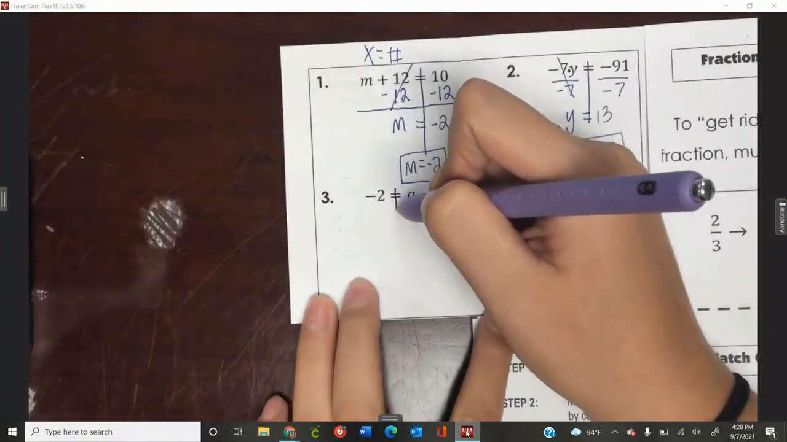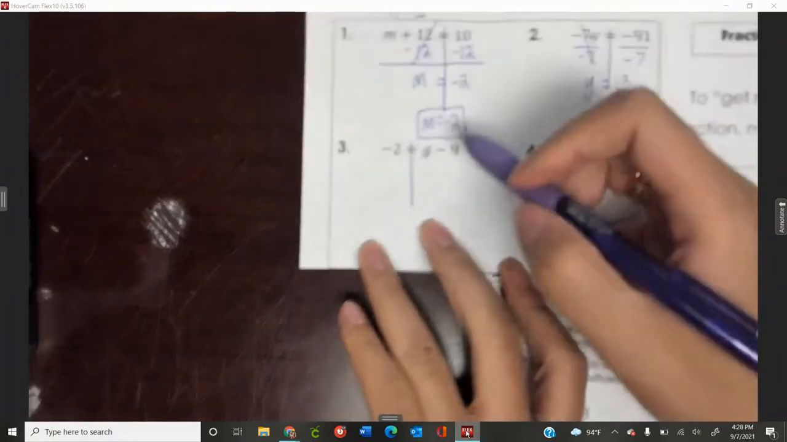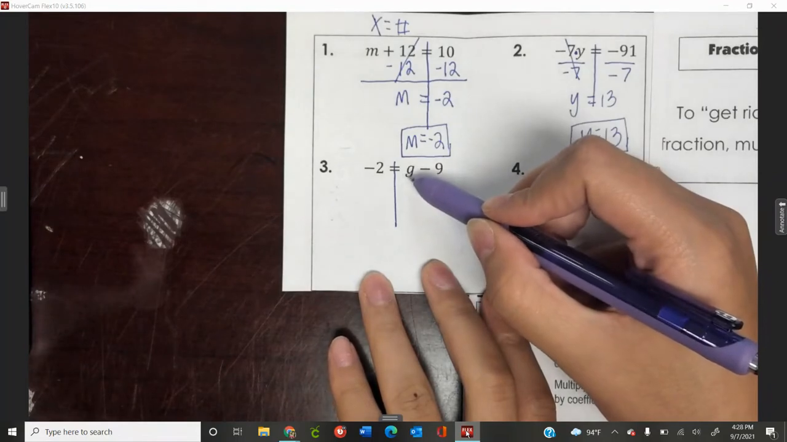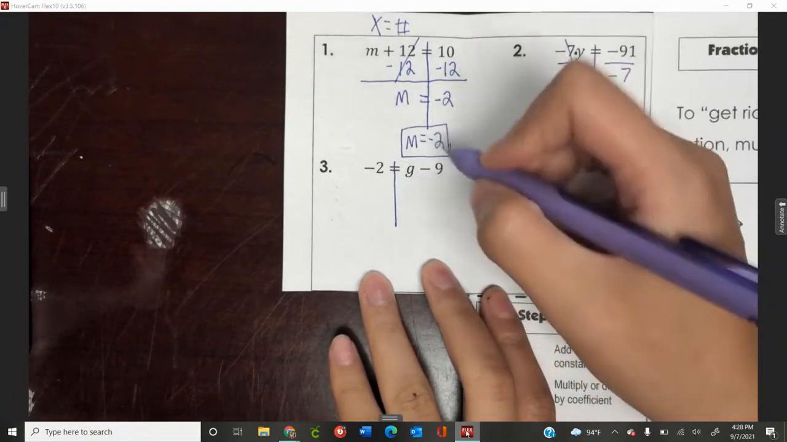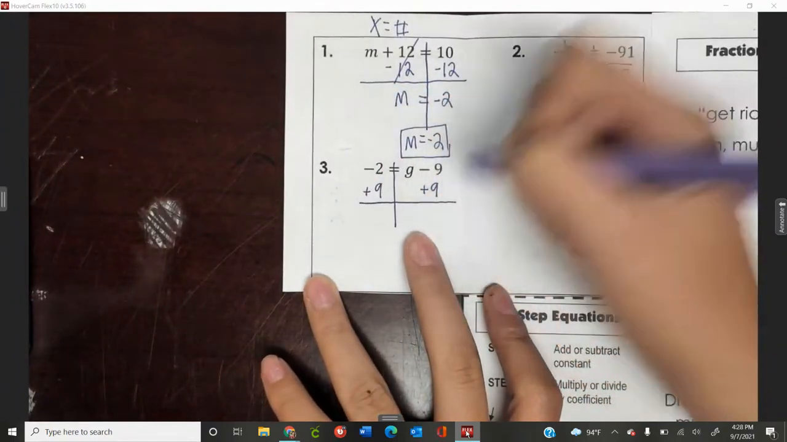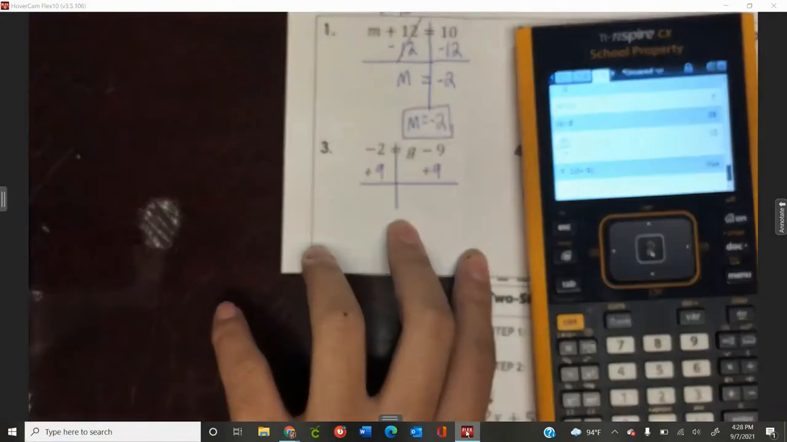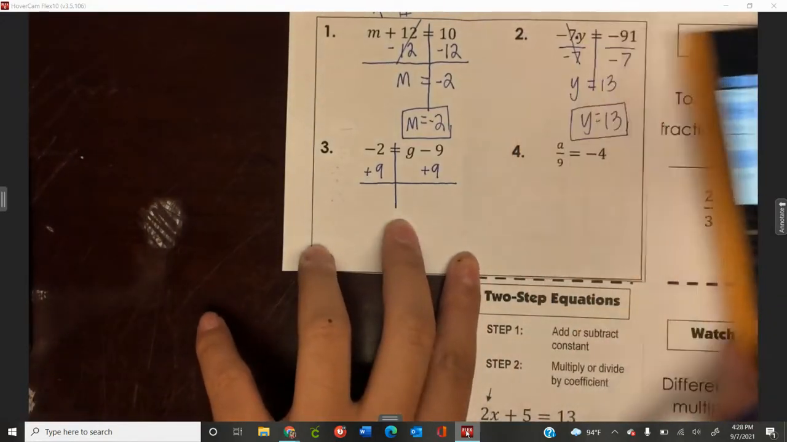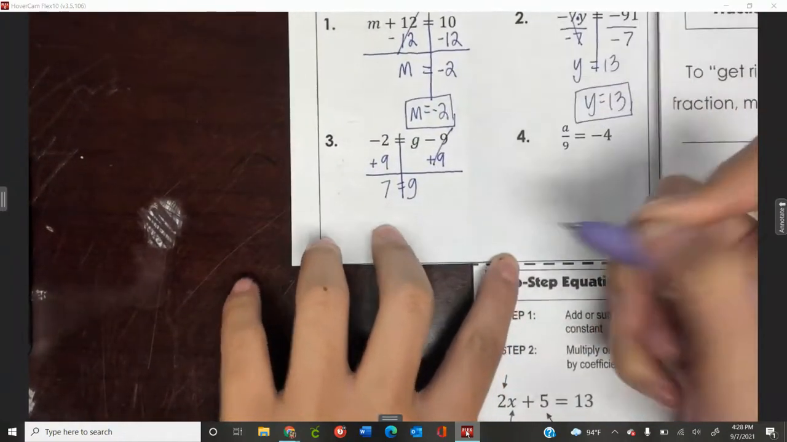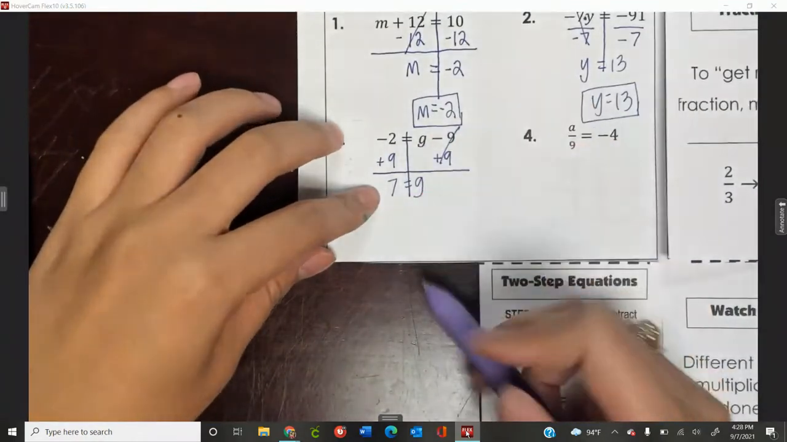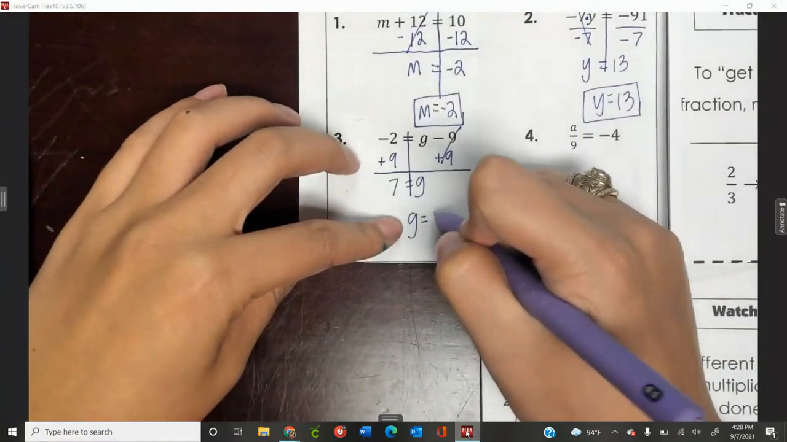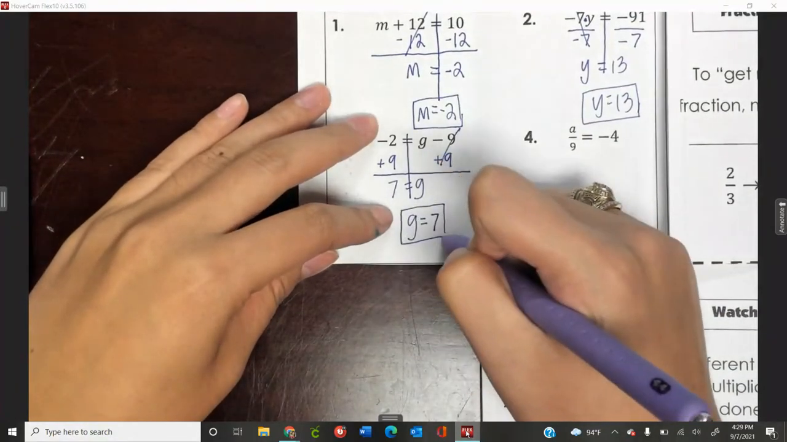Then we have number 3. Again, go ahead and draw a line through your equal sign. And we want to see what is being added or subtracted to our variable. So right now I have 9 being subtracted from my variable. So to cancel this out, I want to do the opposite of subtraction, which is addition. And what you do to one side, you have to do to the other. So here, negative 2 plus 9 in your calculator is a positive 7. So here, 7 equals g, and negative 9 plus 9 cancels out. It's not wrong if you do 7 equals g, but it's more proper to put your variable first and then this equals your number. So g equals 7.